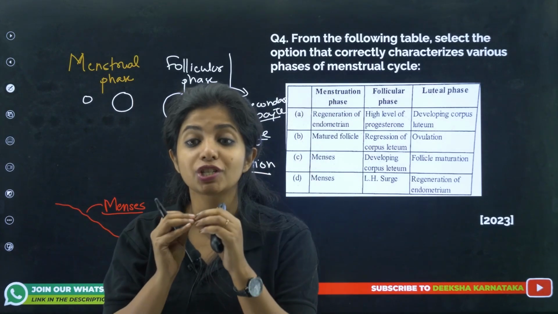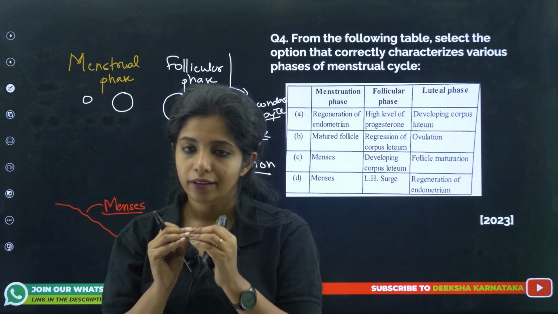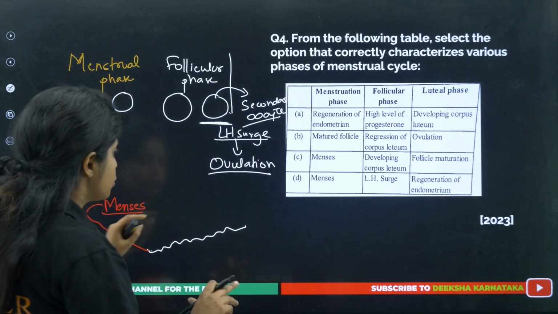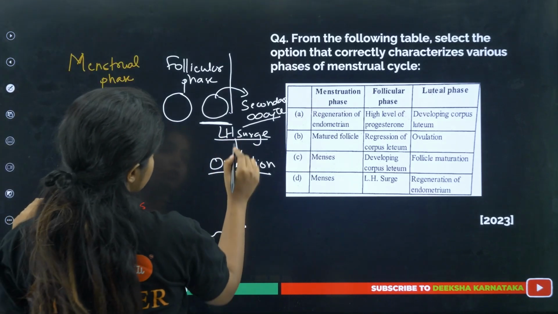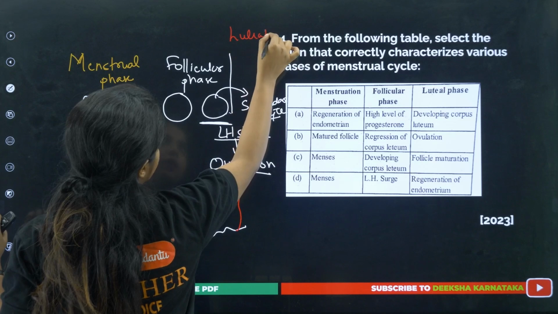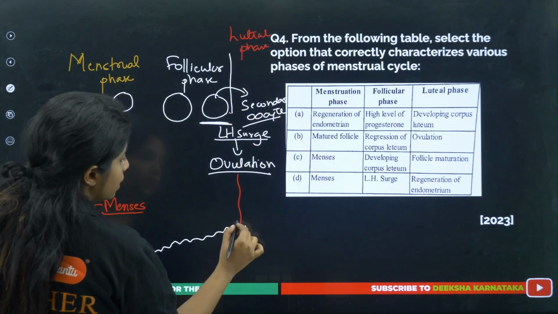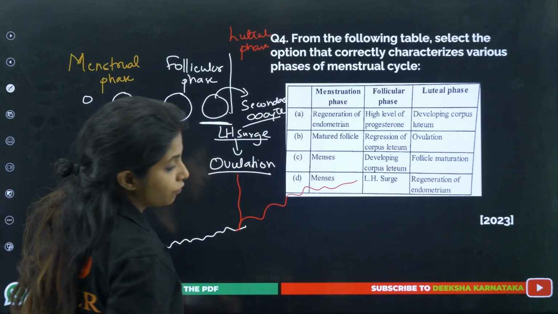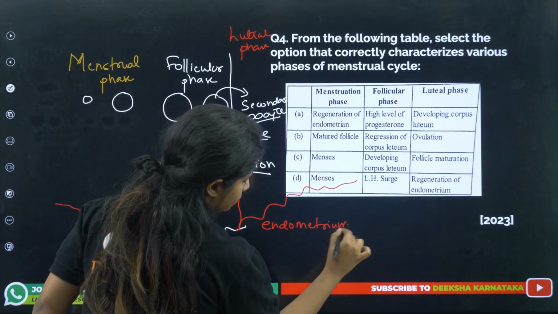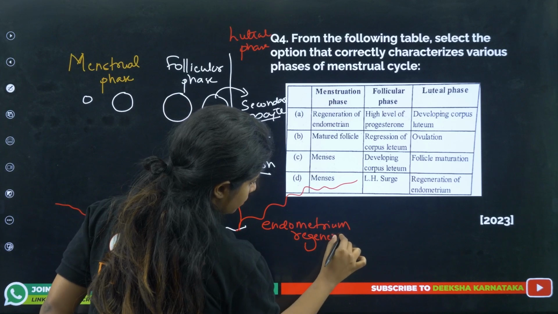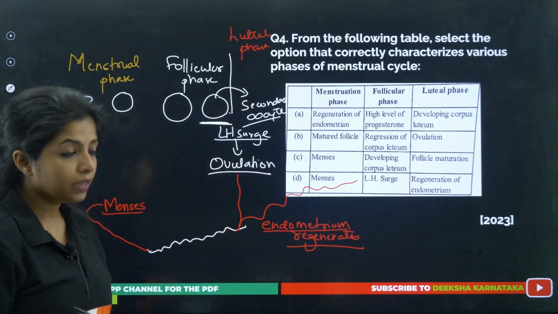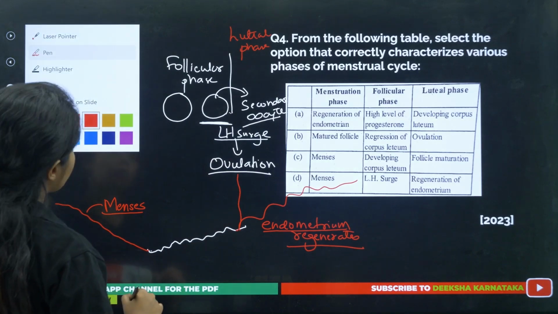If suppose fertilization has happened, then what will happen, children? Then you have to maintain the endometrium, because the endometrium will be the layer that will be providing nourishment. So the next phase, which is known as luteal phase, my dear children, I'll write it here. It is known as luteal phase. What will be happening? The endometrium will be regenerating very much. The endometrium regenerates.